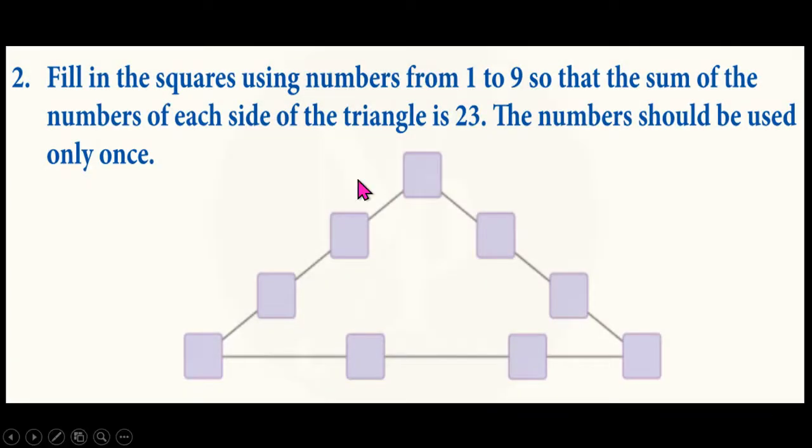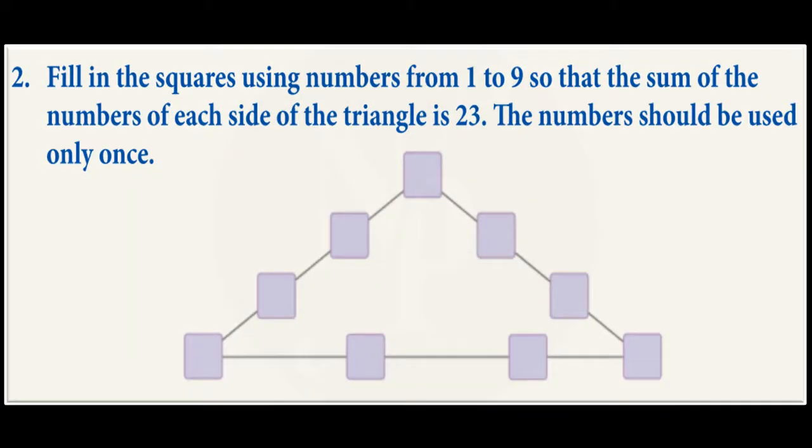Next, question number 2. Fill in the squares using numbers from 1 to 9 so that the sum of the numbers on each side of the triangle is 23. The numbers should be used only once.